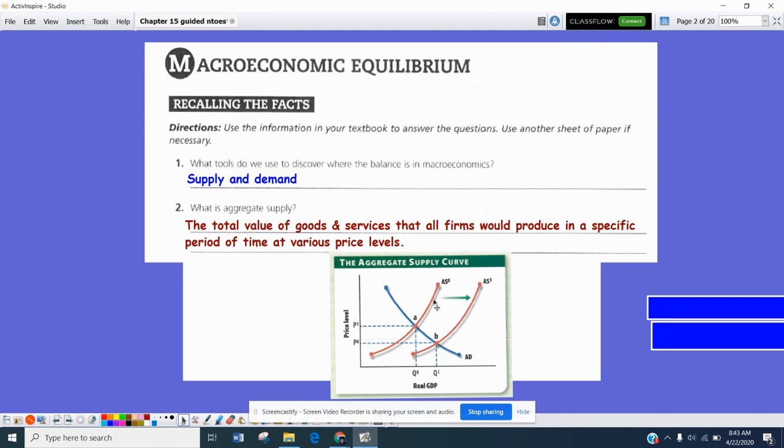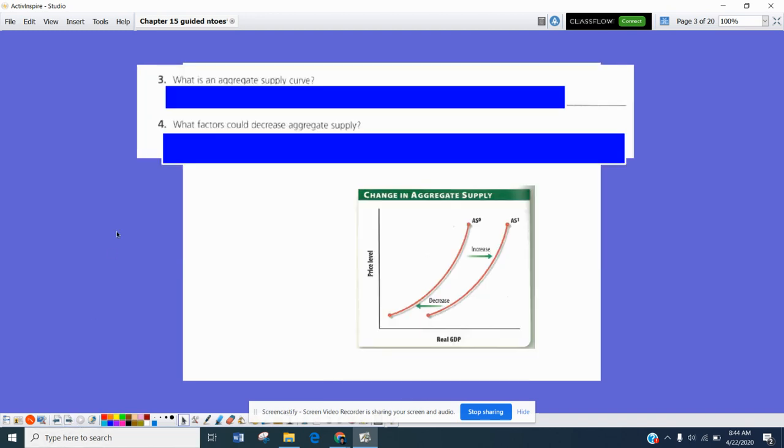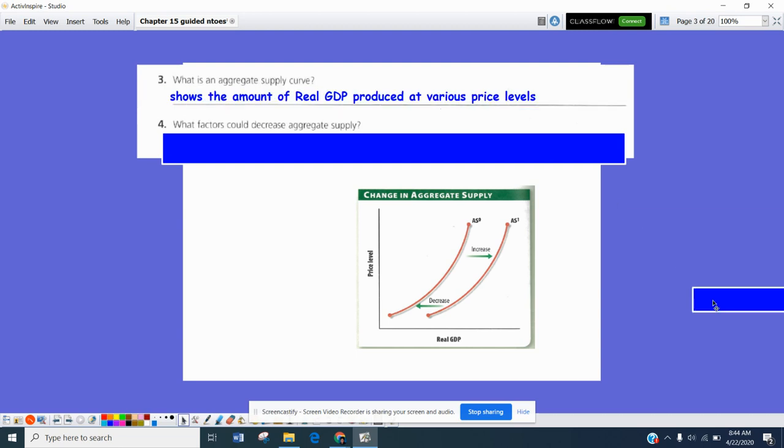What we see is that supply increases, okay, and as a result, it kind of moves to the right. Okay, as you can see that demand for the most part kind of changes, as far as where the demand curve intersects, and hence we're going to have some different equilibriums as far as how that is concerned. Okay, so what is aggregate supply curve? That shows the amount of real GDP produced at various price levels.